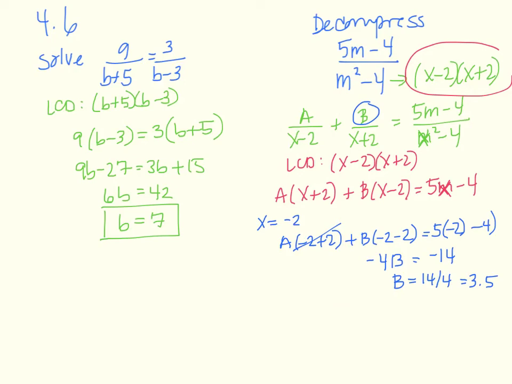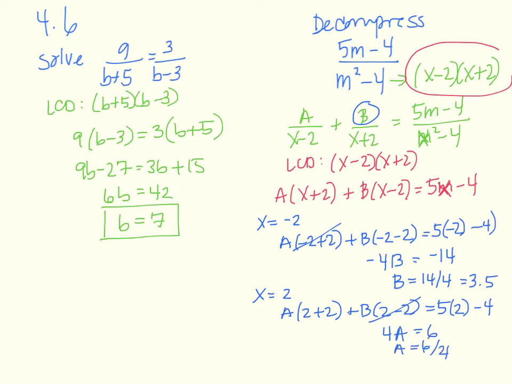Now to eliminate B, I'm going to let x equal positive 2. So I'm going to have A times (2 plus 2) plus B times (2 minus 2), getting rid of that, equals 5 times 2 minus 4. So B goes away. I'm going to be left with 4A equals 6. A equals 6 over 4. And I'm going to write that as 1.5.